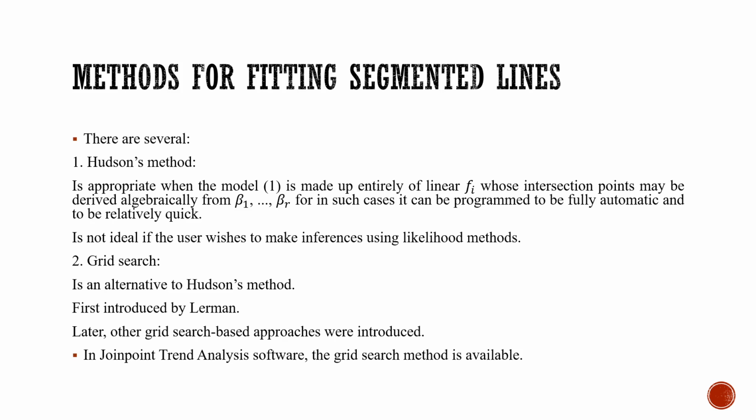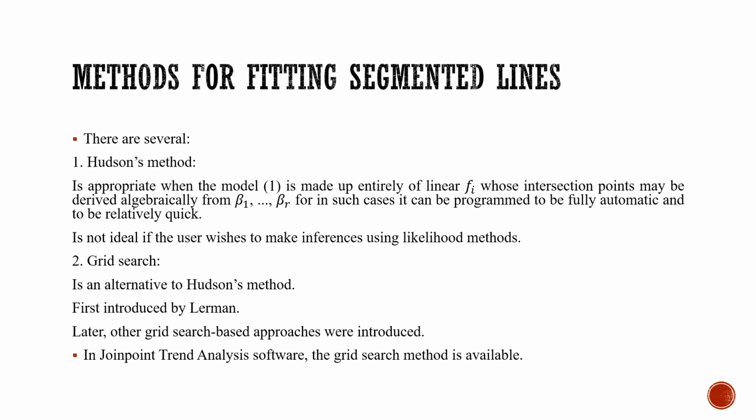There are several methods for fitting segmented lines in segmented regression, including Hudson's method and grid search. Hudson's method is appropriate when the model is made up of entirely linear fits whose intersection points may be derived algebraically from beta 1 to beta r, for in such cases it can be programmed to be fully automatic and be relatively quick. However, it's not ideal if the user wishes to make inferences using likelihood methods.